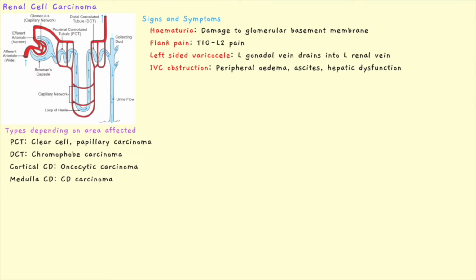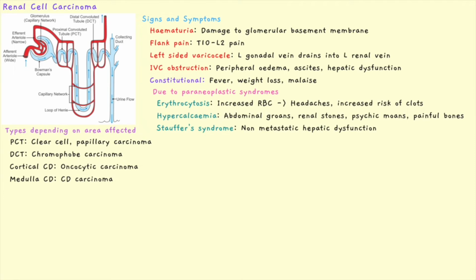A left-sided varicocele is caused because the left renal vein can be obstructed from the tumor, and the left renal vein drains into the left gonadal vein. It's left-sided because the right renal vein drains directly into the inferior vena cava. But the inferior vena cava can be obstructed, resulting in peripheral edema, ascites, and hepatic dysfunction.